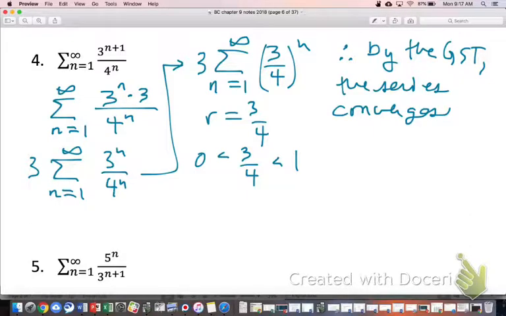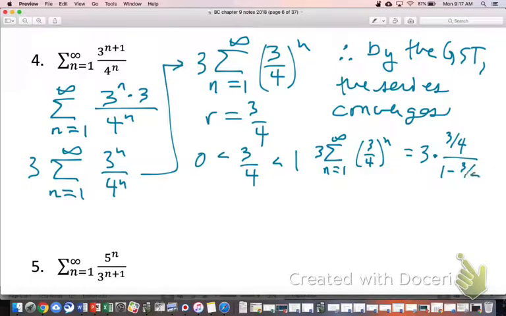So we would say sigma, 3 times sigma of that would equal 3 times the first term over 1 minus the common ratio. So that 3 here is the same as that 3 there. We're just multiplying the whole series sum by that. Of course, it just makes the top 9/4. So you'd get 9/4 over 1/4. So I would say you'd get 9.